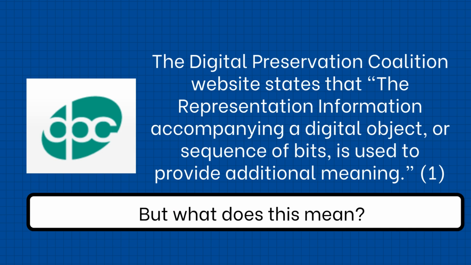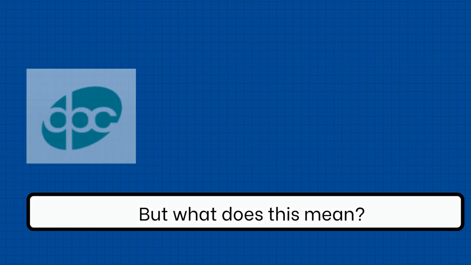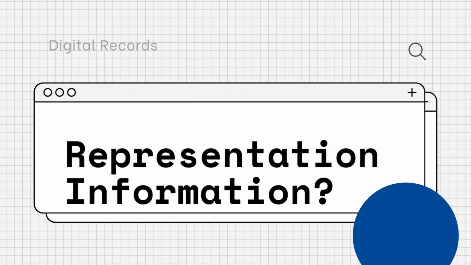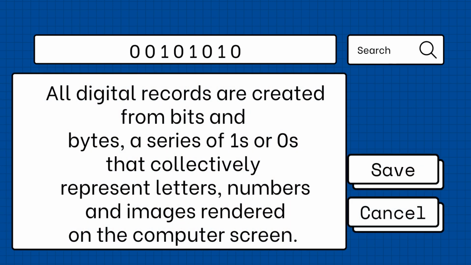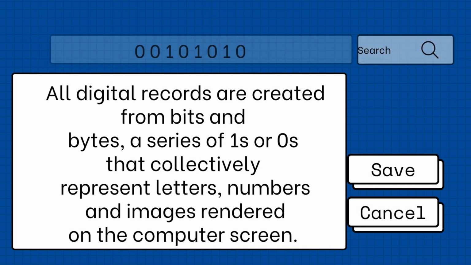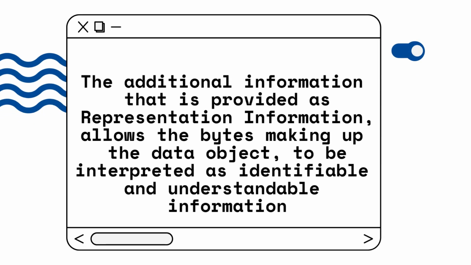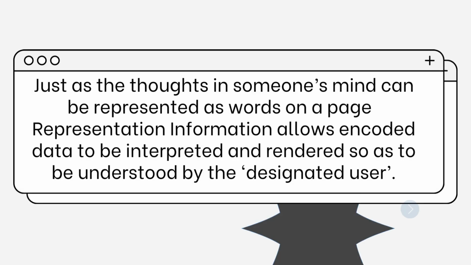The Digital Preservation Coalition website states that the representation information accompanying a digital object or sequence of bits is used to provide additional meaning. But what does this mean? All digital records are created from bits and bytes, a series of ones or zeros that collectively represent letters, numbers, and images that are rendered on the computer screen. The additional information that is provided as representation information allows the bytes making up the data object to be interpreted as identifiable and understandable information.